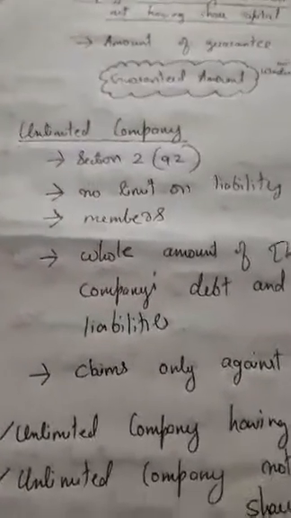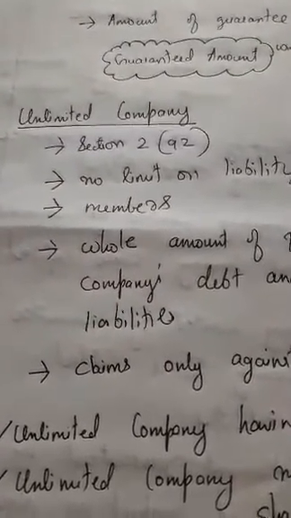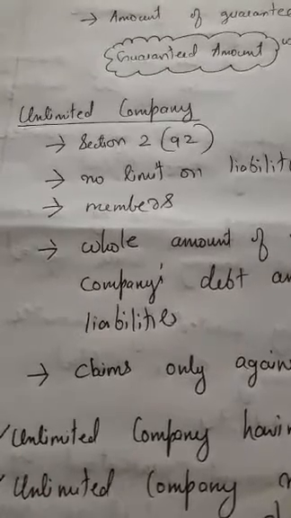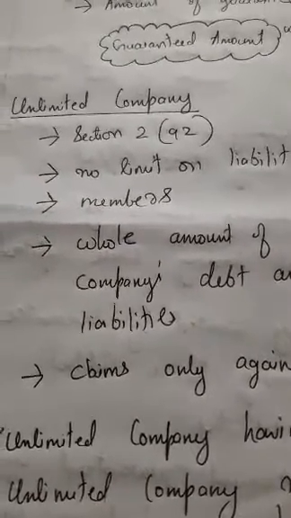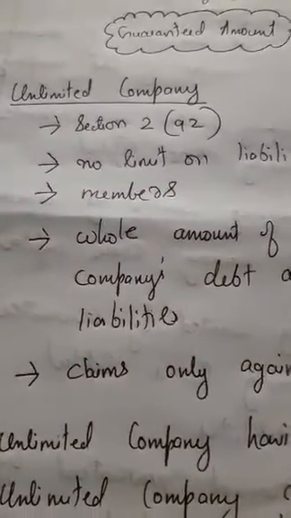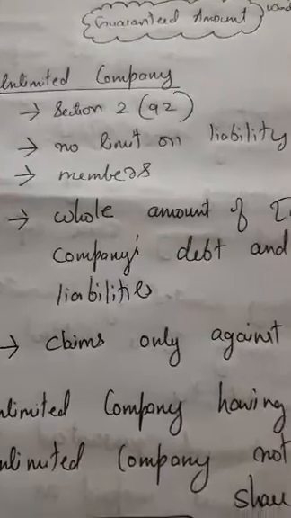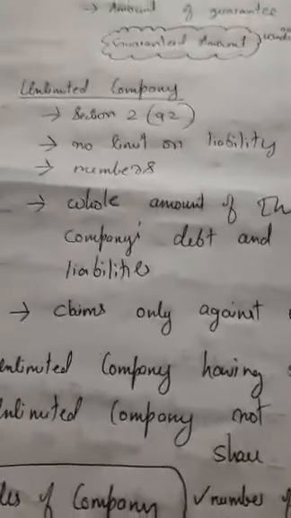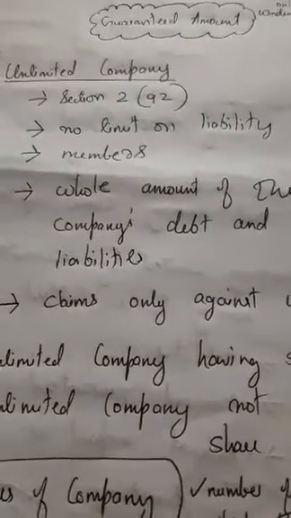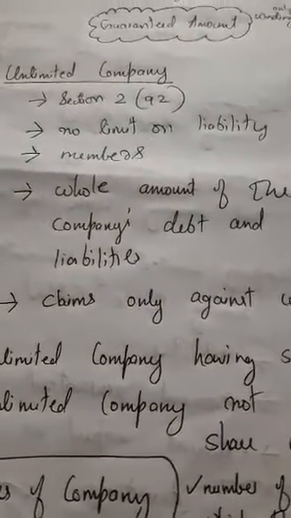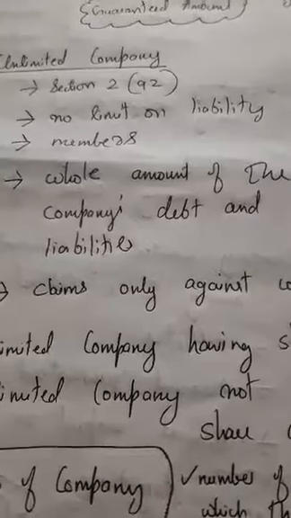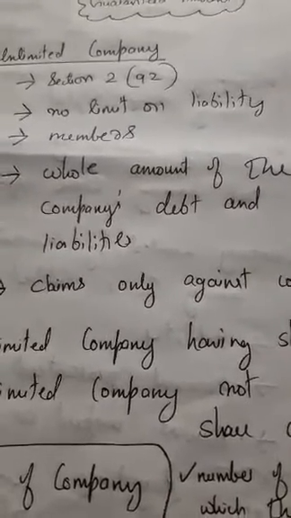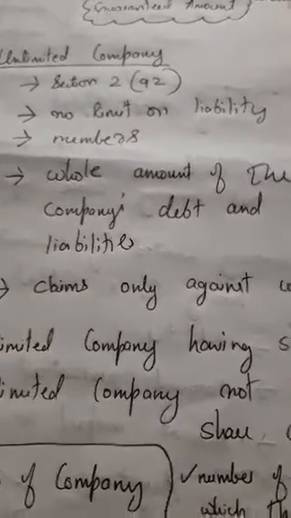Okay. Now let's discuss the unlimited company. That's another classification under the head of classification of companies on the basis of liability. Unlimited company. Section 292 defines this unlimited company. What's an unlimited company? A company which has no limit on the liability of its members. That is an unlimited company. What's the specialty with regard to this unlimited company?